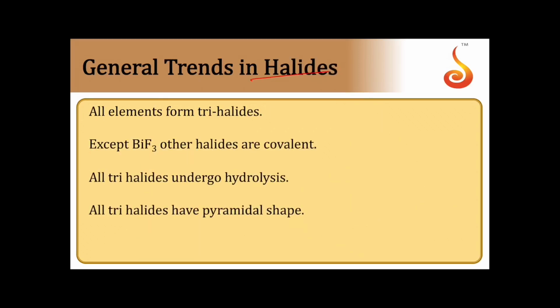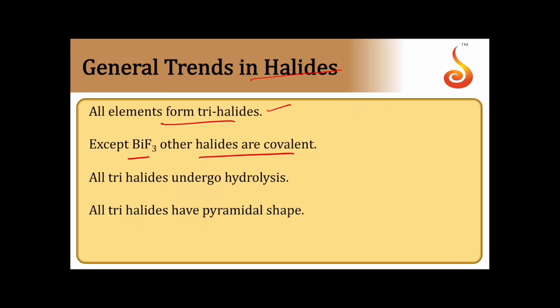Now, halides. All elements form halides. Actually, two types of halides are there, trihalides and pentahalides. All are forming trihalides. Except BiF3, all other halides are covalent in nature. BiF3 comes under ionic molecules. The rest of them are covalent in nature.